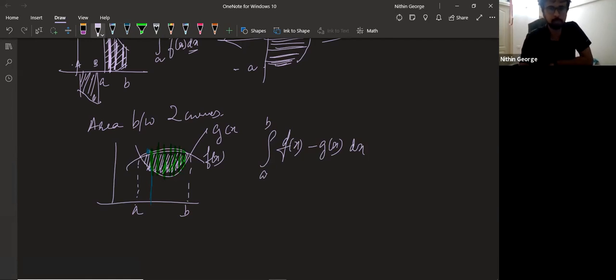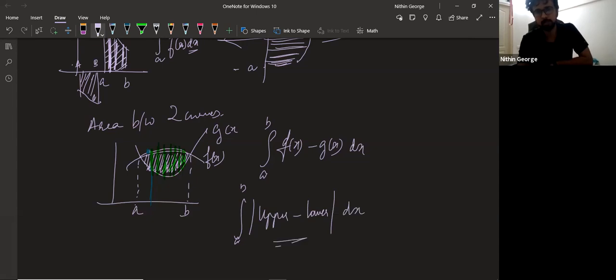Or think of it like this. Whatever function you have, A to B, upper function minus lower function. You want a positive value eventually for area. Okay. So if you are asked to find area between curves like this, what do you do here?